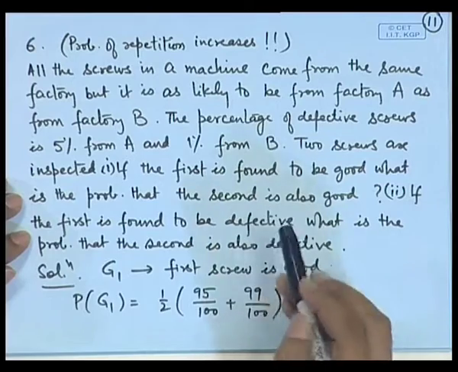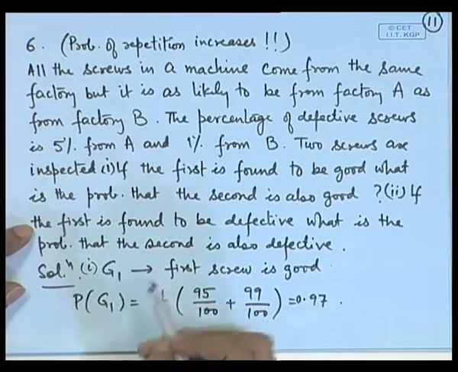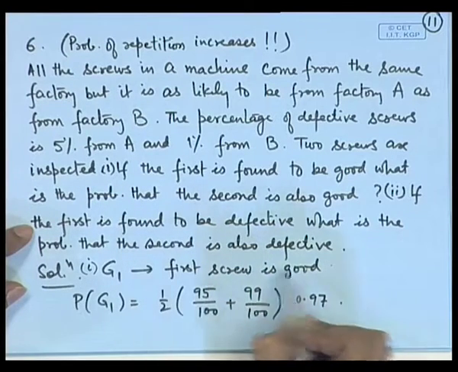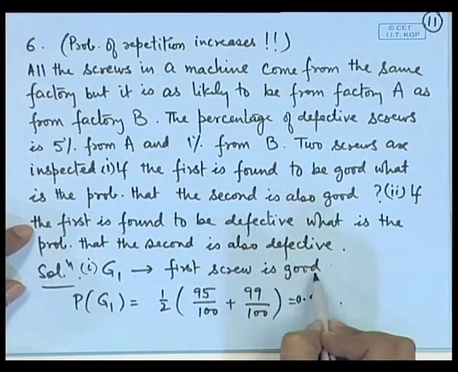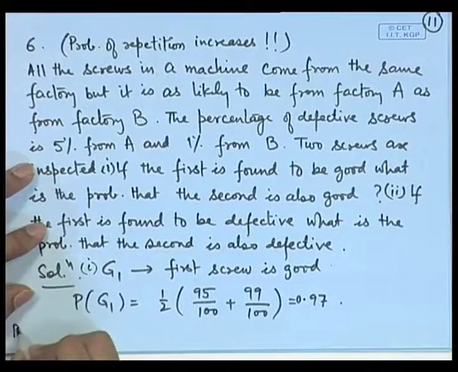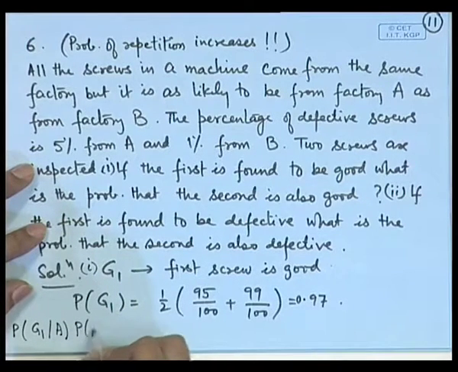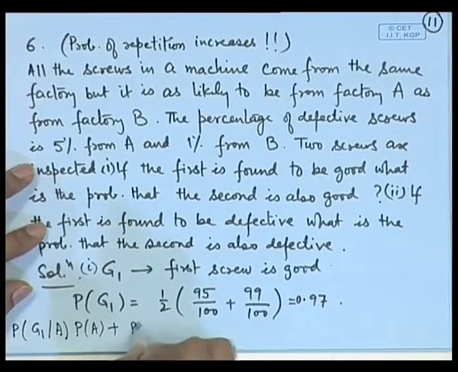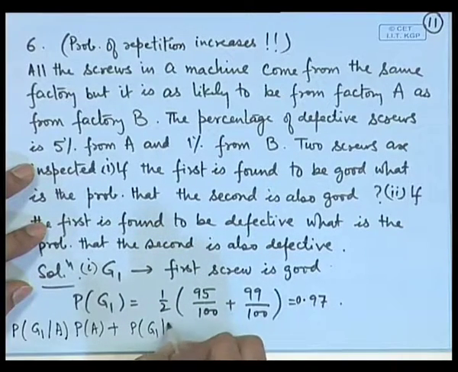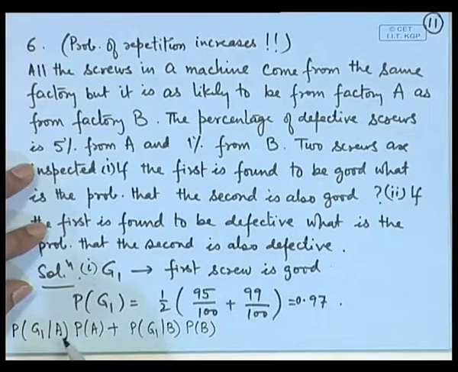In order to evaluate this, let us define the events. Let G1 denote the event that the first inspected screw is good. Then what is the probability of G1? By using the theorem of total probability, it is the probability of G1 given A into probability of A plus probability of G1 given B into probability of B. Now, probability of A and probability of B is half.